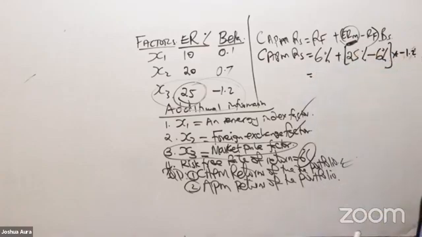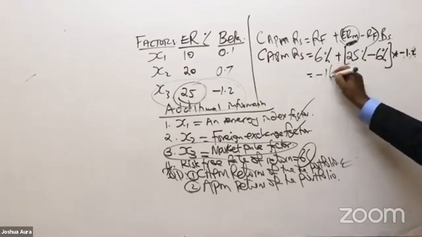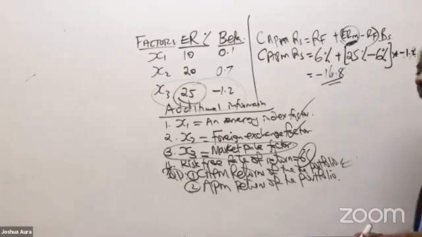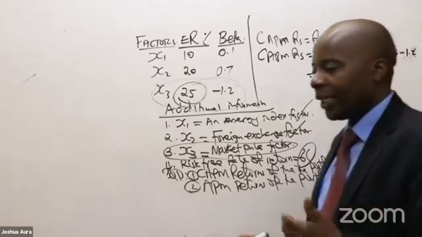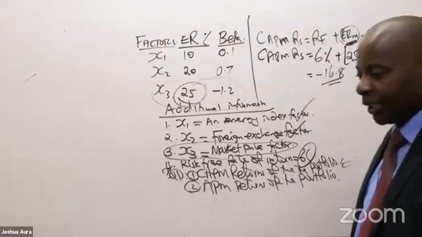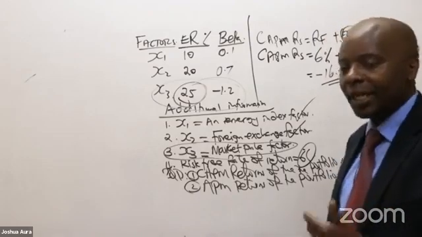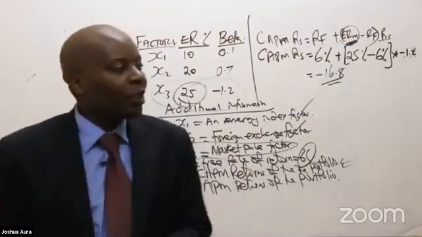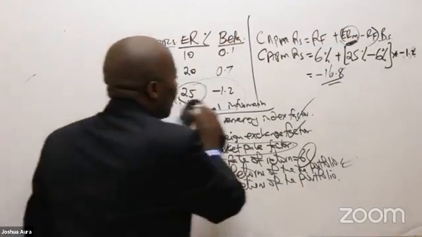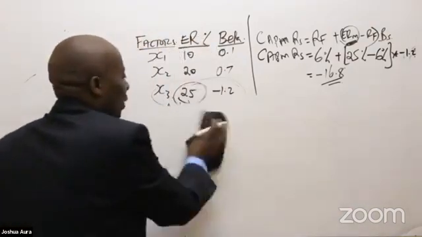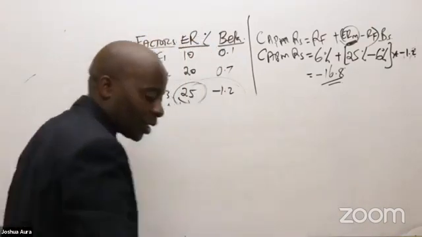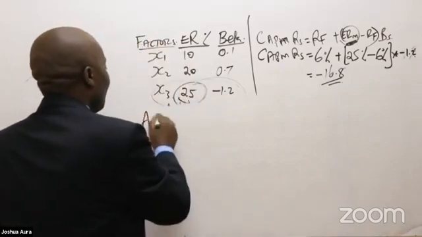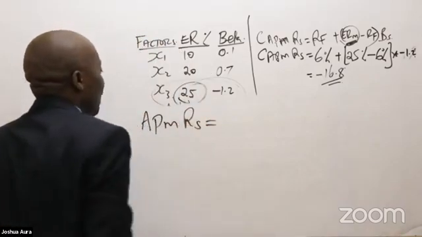The CAPM returns, what do we have there? AUMA gives me negative 16.8. Of course, this is an arbitrary question, just put down to enable us appreciate this concept. Now, ladies and gentlemen, after that, I would expect a good student to go to the next question and give us the APM returns.